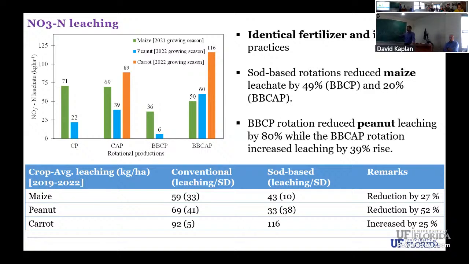This is for one year, but overall there is a reduction of 27% in maize, a reduction of 52% of leaching in peanut, and in carrot there is an increase of 25% because, as I mentioned, there are extensive practices, deep tillage, and so on that cause the higher leaching.